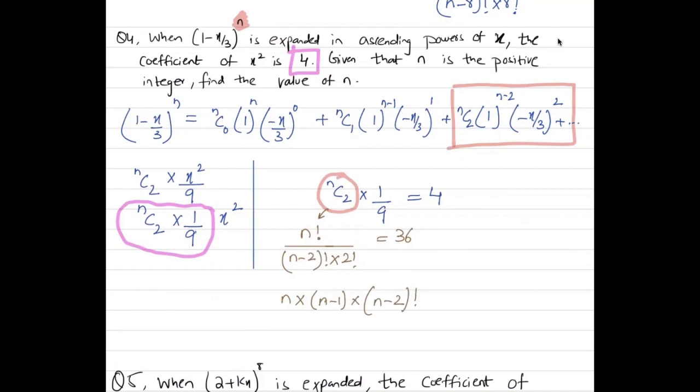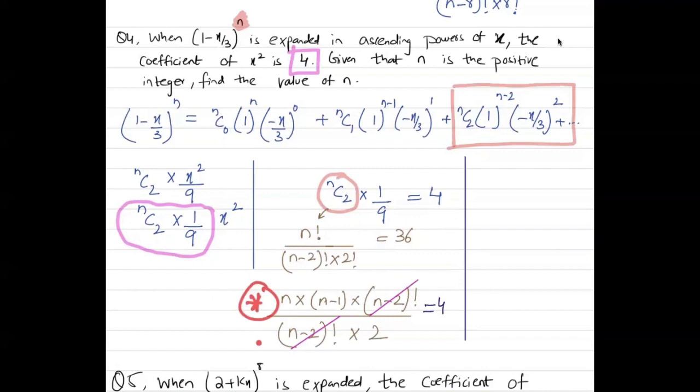Yes, so that I can cross out n minus 2 factorial from the denominator. 2 factorial means 2. I can cross out n minus 2 factorial in the numerator and the denominator, equate the answer to 36 and solve it. Is everyone with me? So how did you get n minus 1? 36. Is it not 36? Yeah, I'm sorry, it is 36.